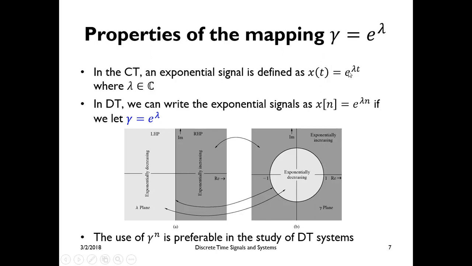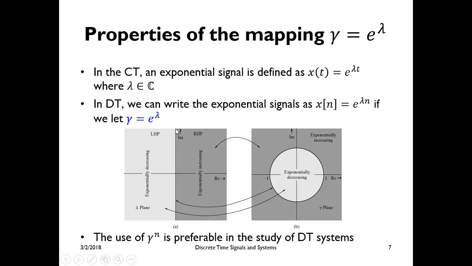In the continuous time case, the value of lambda actually defined the type of exponential signal that we had. In particular, if lambda is purely real, we would either have an exponentially increasing signal, an exponentially decreasing signal, or a constant amplitude signal. If lambda was purely imaginary, then we would simply have a sinusoidal signal. And if lambda was in general a complex number, then we would have a sinusoidal variation with an exponentially increasing envelope, an exponentially decreasing envelope, or a constant envelope depending on the value of the real part of lambda. So in particular, if the real part of lambda was positive, then we would have an exponentially increasing signal. If the real part of lambda was negative, we would have an exponentially decreasing signal. And again, if the real part of lambda is equal to 0, then we would have a constant amplitude signal.